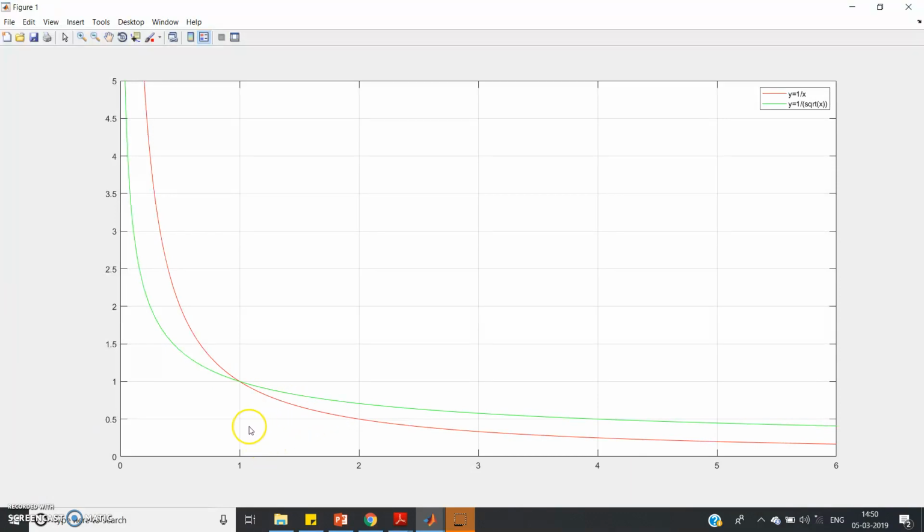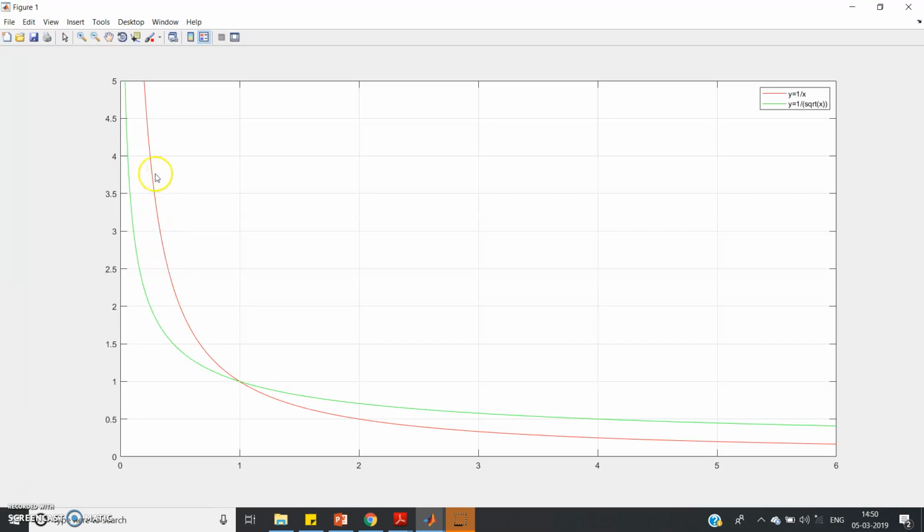See, when x is increasing, the red color graph is changing rapidly, or the y value is changing more compared to the y equal to 1 by square root of x curve, right? Now again you consider the left hand position of x equal to 1. Suppose x changes from 1 to 0. See, the green color curve changes at a comparatively lower rate compared to the red color curve.